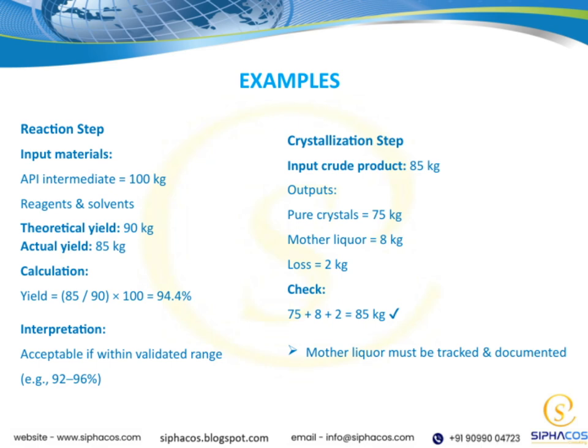Now, a critical point here is that the mother liquor, which contains residual product, must be carefully tracked and documented. This is essential for quality control and process validation. Proper documentation ensures we understand how much material remains in the mother liquor, which can be recovered or disposed of responsibly. This whole process highlights the importance of meticulous record-keeping and accuracy in each step, making sure our process is both efficient and compliant with standards.